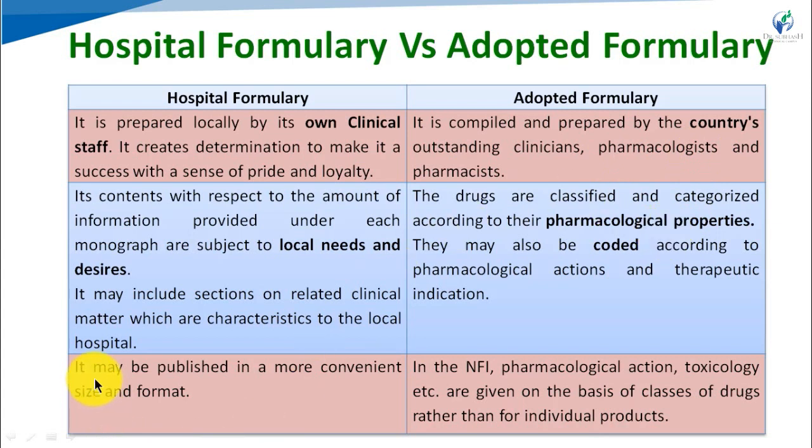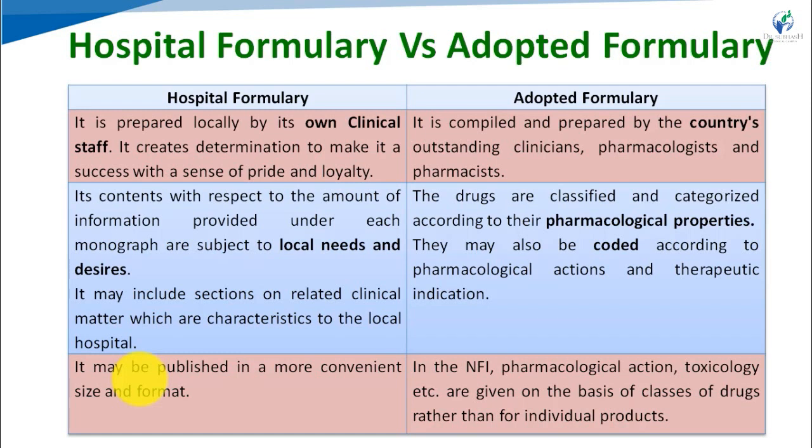Then the hospital formulary may be published in a more convenient size and format. देखिए यहाँ पे convenient size and format अगर consider करें तो hospital की personal need क्या है, hospital को कौन सी drug use करनी है, कौन सी medicine they have to prescribe to the patient, accordingly they can convert the hospital formulary into a particular size as well as a particular format. मतलब उनको जो भी format चाहिए, कई बार हैंडमेड हाथ में रह जाए इतनी छोटी, या फिर पॉकेट में आप रख सकते हैं, इतनी छोटी भी हॉस्पिटल फॉर्मुलरी आप पब्लिश कर सकते हैं.